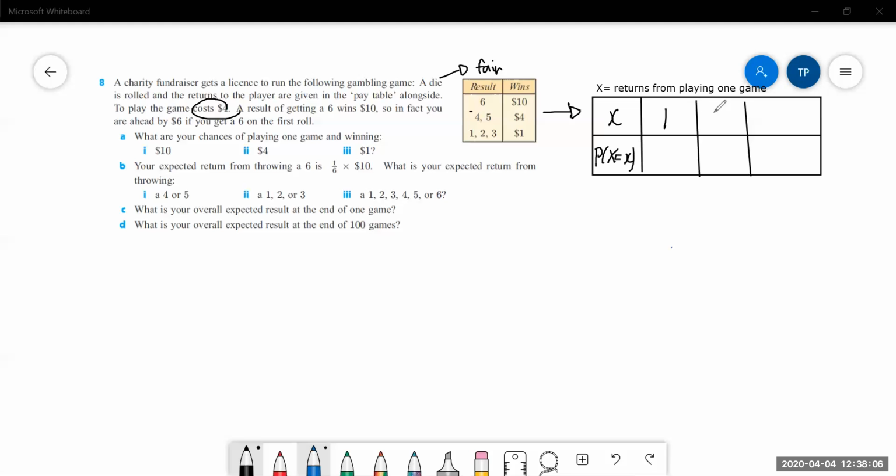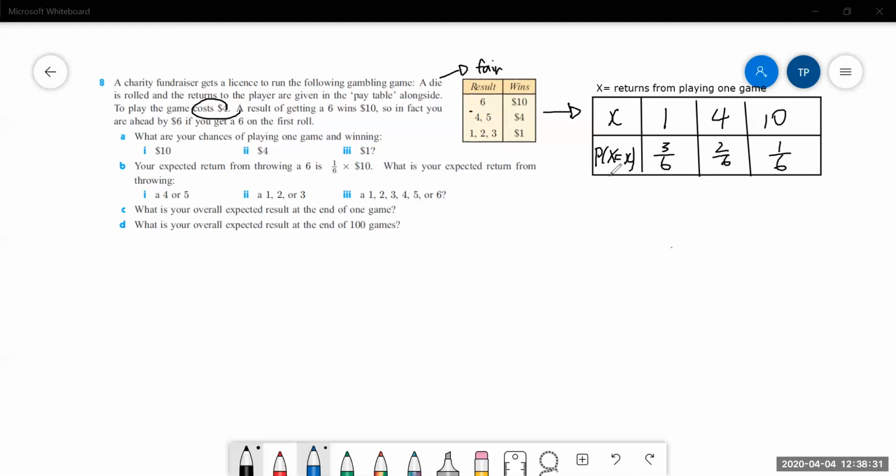So this will be 1, 4, and 10. What's the probability of getting 1? It's half, which is 3/6, because we have 1, 2, 3. Getting 4 is 2/6, and the last one has to be 1/6. So we already got this table out, which makes it very easy. Then we continue to read.